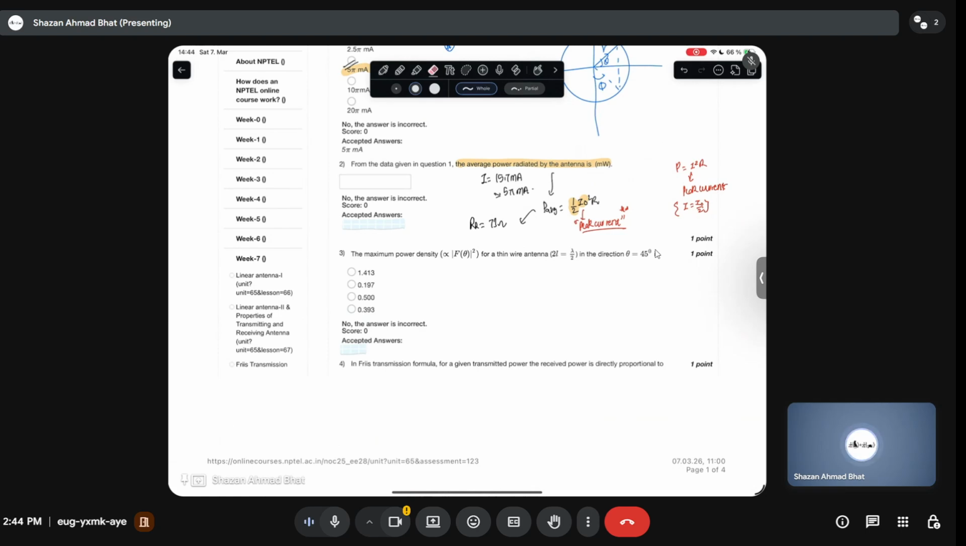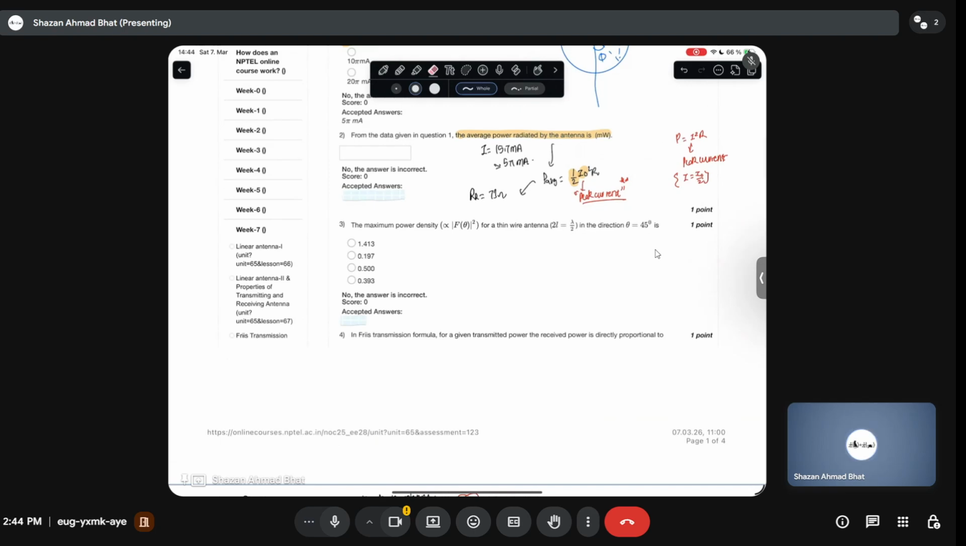So essentially what you have now is everything. You can compute the average power as half of 5 into 3.14, essentially that's 15.7 into 10 to the power minus 3, squared, into 73. So you get the value roughly of the order of 5 milliwatts. And that is basically the answer of this question: the average power radiated by the antenna is around 5 milliwatts.